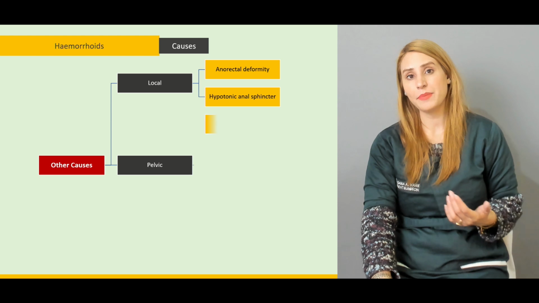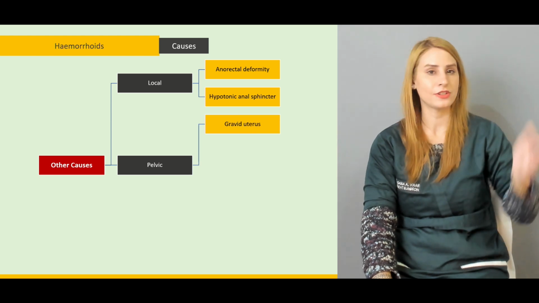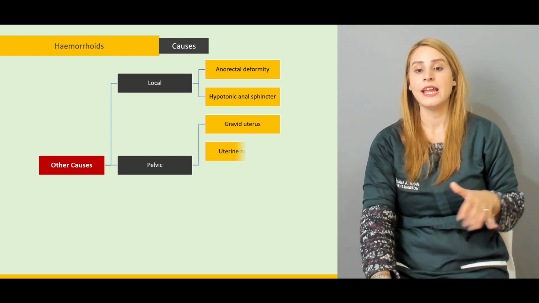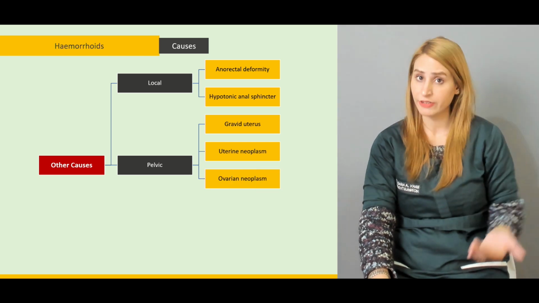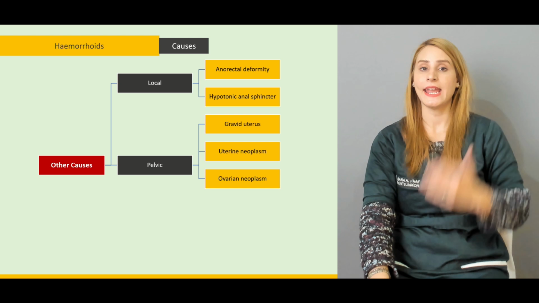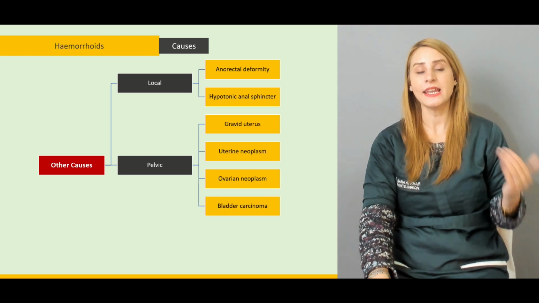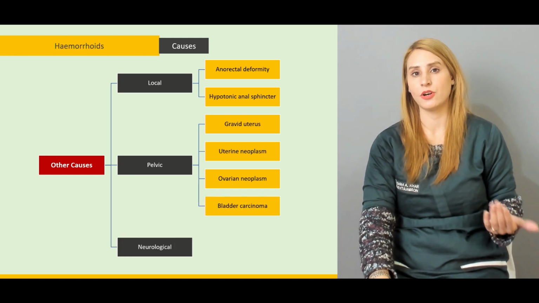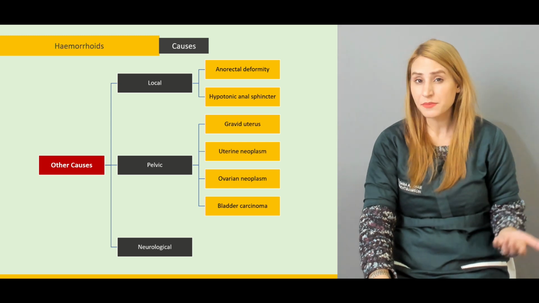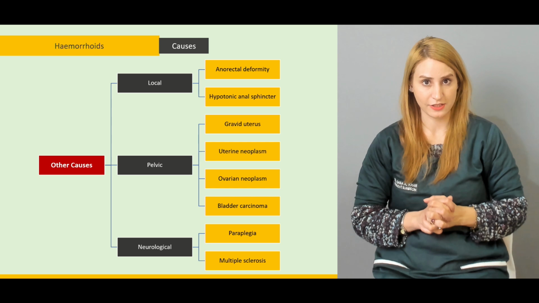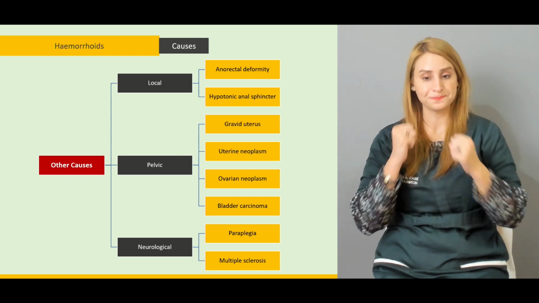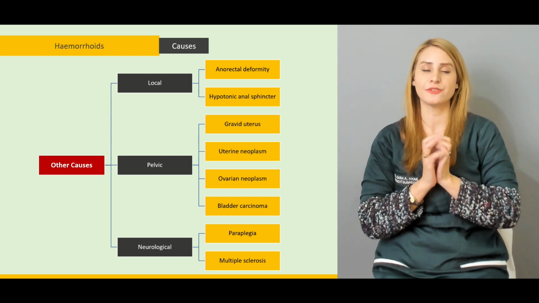And there can be some pelvic causes, like the gravid uterus causing the pressure, and there can be uterine neoplasm again causing the pressure. There can be ovarian neoplasm causing the pressure and the venous outflow obstruction. And there can be bladder carcinoma or carcinoma of the rectum, and there can be some neurological causes. That can be paraplegia, and there can be multiple sclerosis. So what's actually paraplegia, multiple sclerosis doing?